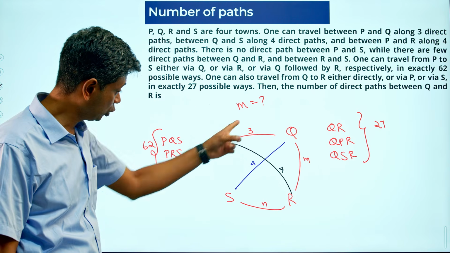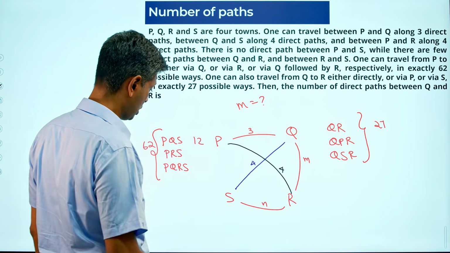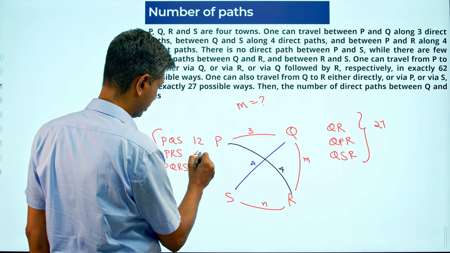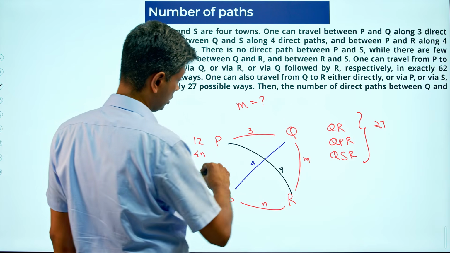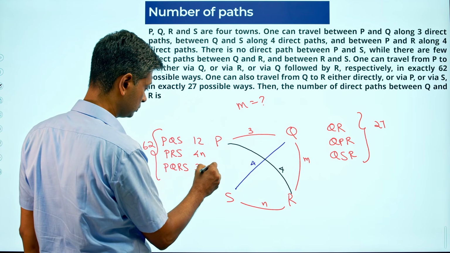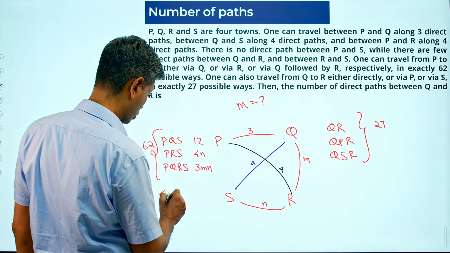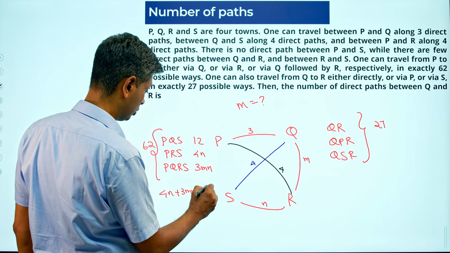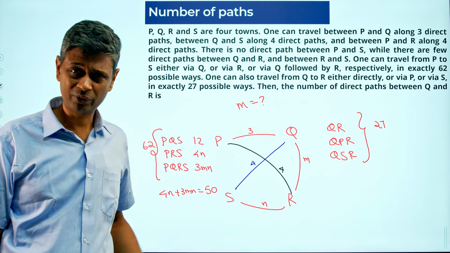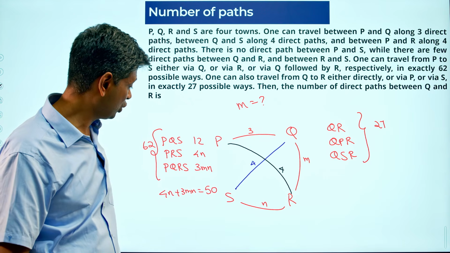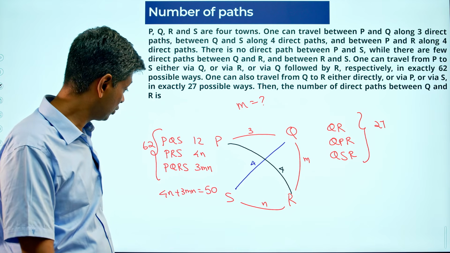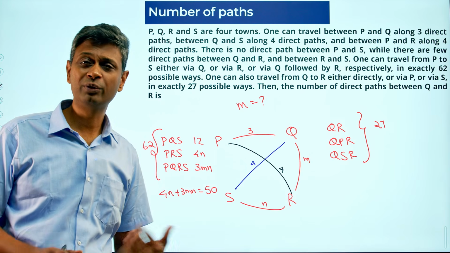PQS is 12 ways, 3 into 4. PRS is 4, RS is N, so 4N. PQRS is 3, M, N. Adding all this we get 62, so 4N plus 3MN is equal to 50. We can guess, but there could be more than one value of M and N that can satisfy this. We can carve out an N: N into 4 plus 3M is 50. N should be a factor of 50. We can figure out something from there.